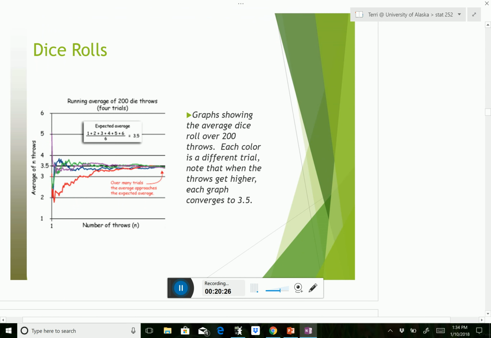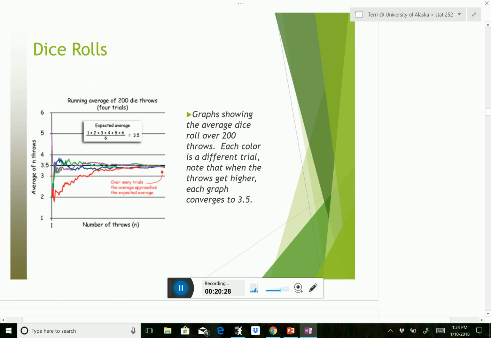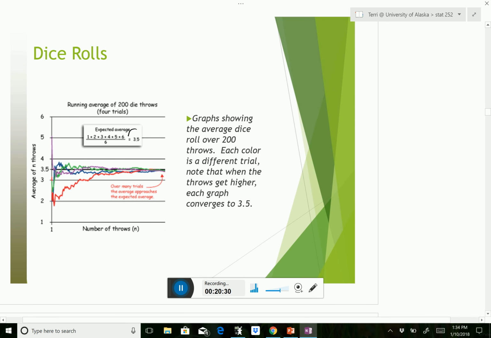So let's investigate this using dice rolls. So the average of a dice roll is 1 plus 2 and so on up to 6. The reason that you can do it this way is because all of these are equally likely. So you can just add them up and divide by 6. So you have the 3.5 is the average dice roll.